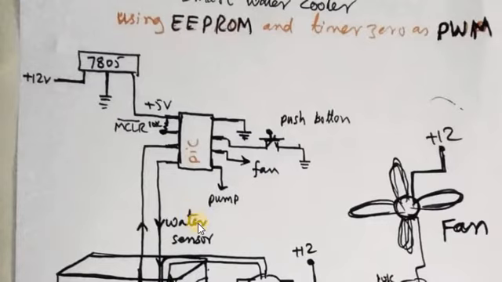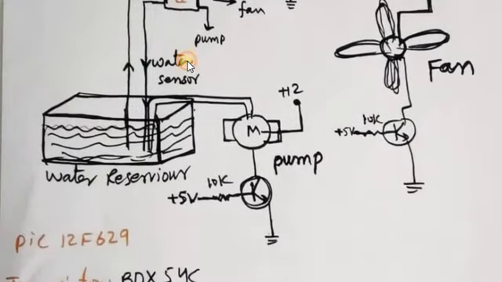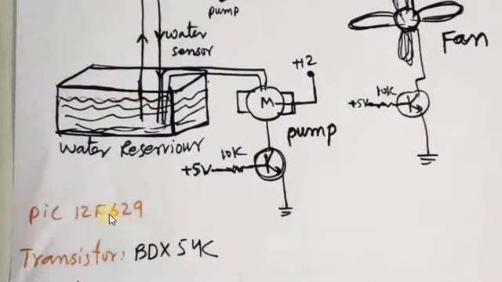And this is the PIC12F629 that has been used, and transistor BDX54C, through which about maximum 4 ampere can be passed. It needs a heat sink. So let's look at the video what happens, and we will see inside of the smart water cooler. After that we will observe the C codes written for this project.